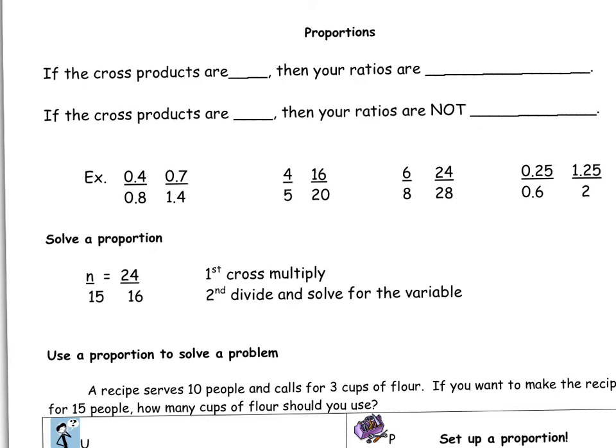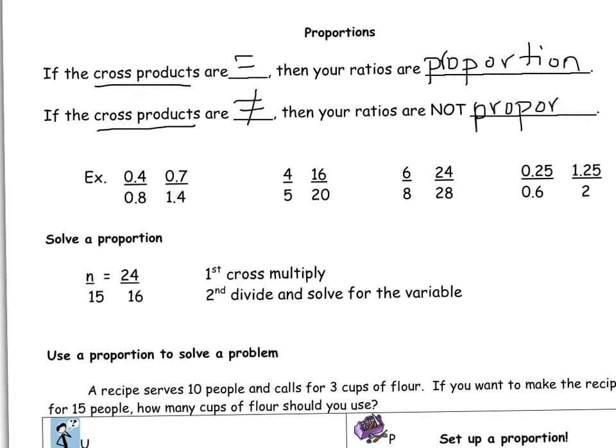Today we're going to be talking about proportions. Proportions are ratios that are equivalent to each other. So a quick way to check to see if you've got proportions is to check their cross products. If the cross products are equal, then your ratios are proportional. If the cross products are not equal, then your ratios are not proportional. Many people call this cross products the butterfly method.